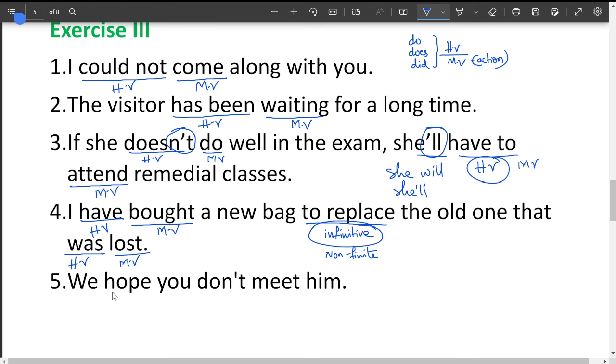Next, we hope you don't meet him. What is the helping verb and what is the main verb? Here the helping verb is don't, not is added, so that comes as the helping verb. Next, meet him, meet is the main verb. Another one is hope, that is also a main verb. So two main verbs are there, one helping verb.